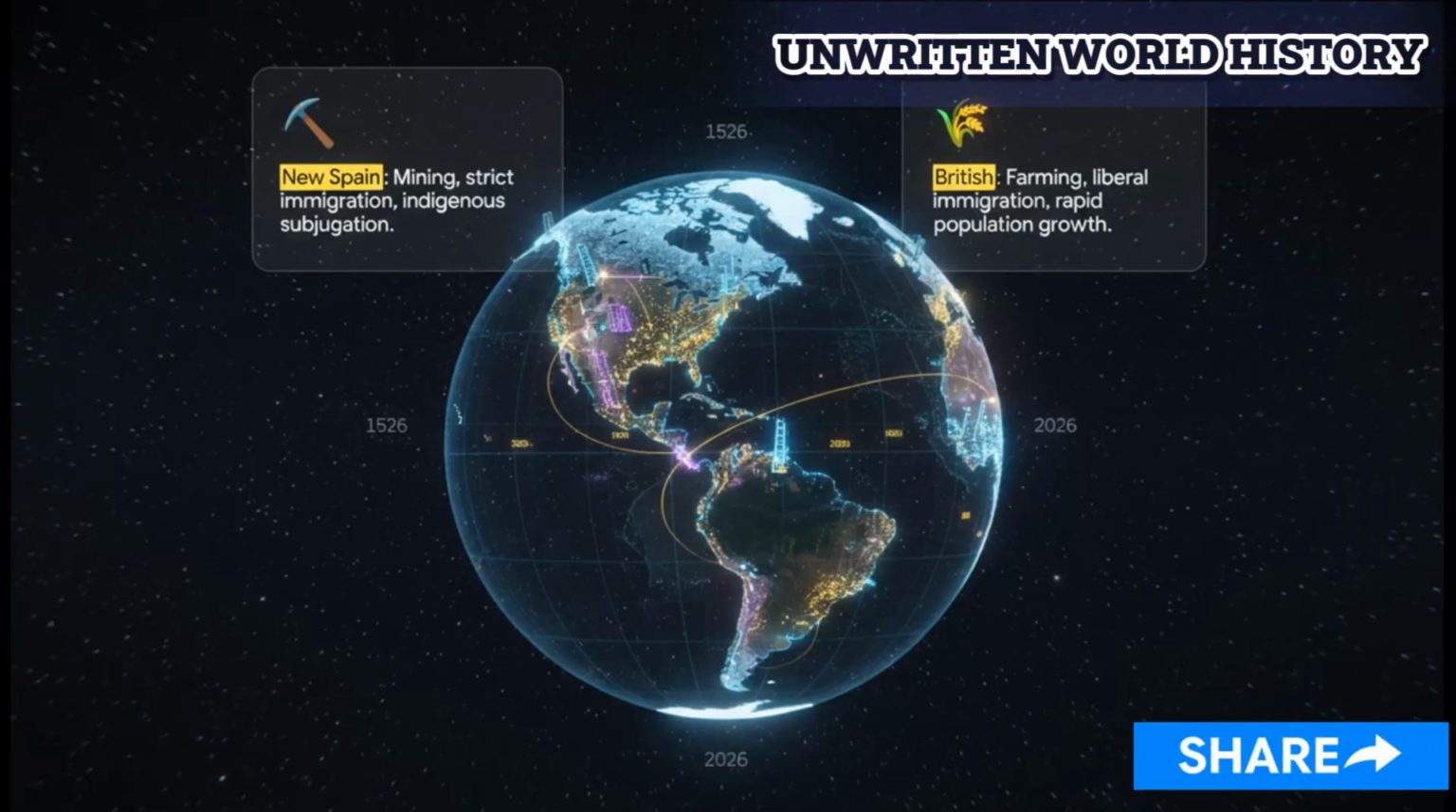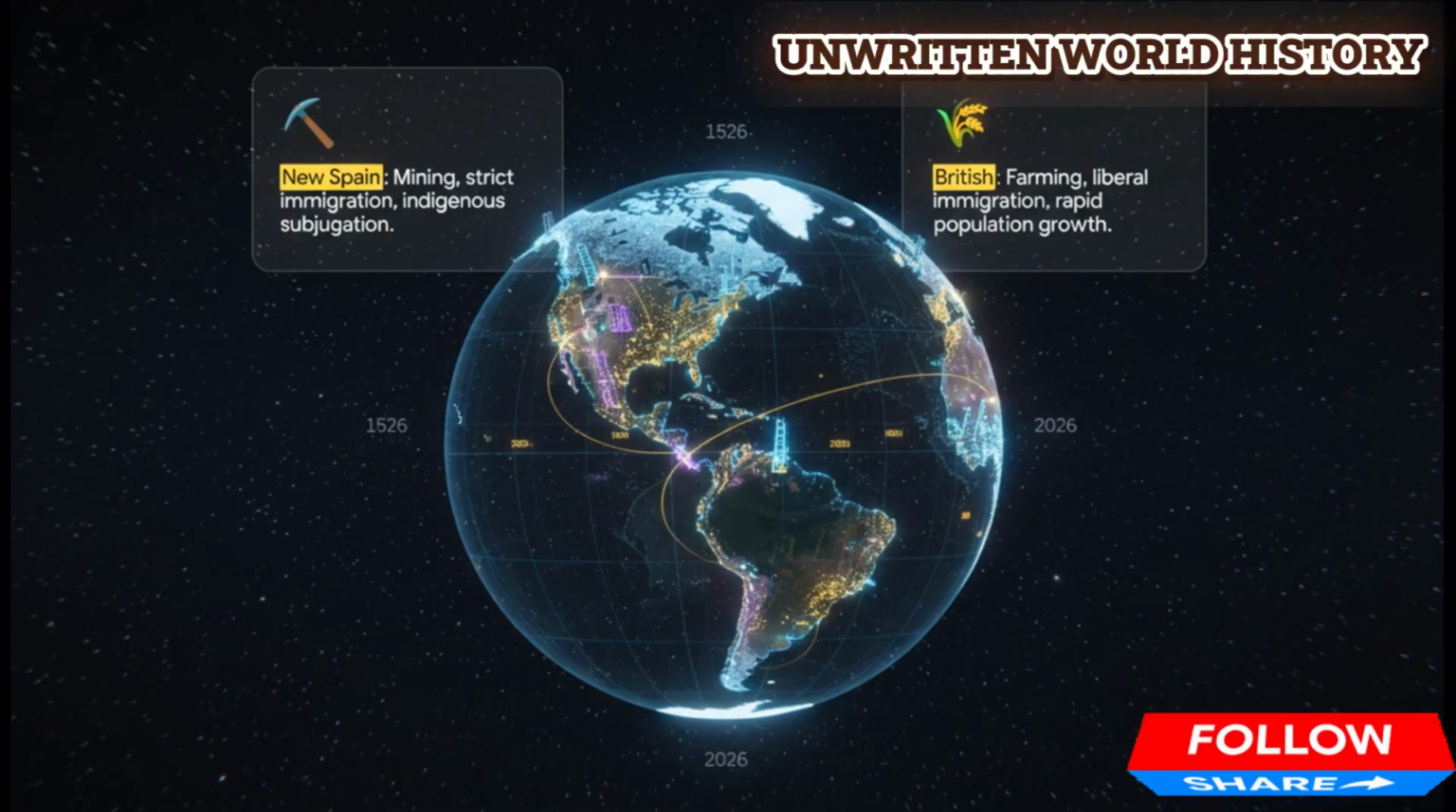Now, if you're wondering why America became such a demographic powerhouse so fast, you really have to compare the early settlement models. New Spain was heavily focused on resource extraction, think mining and sugar, with strictly regulated Catholic immigration. But British North America took a completely different path. Their economy relied heavily on family farming, which absolutely required rapid population growth. By adopting highly liberal immigration policies that welcomed diverse European groups, they laid down the ultimate demographic foundation that would eventually power a continental empire.